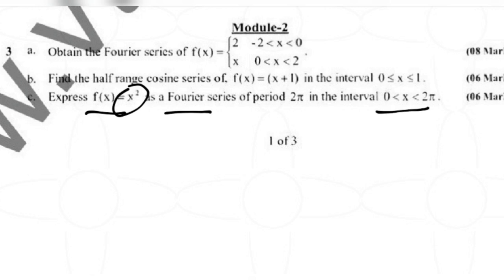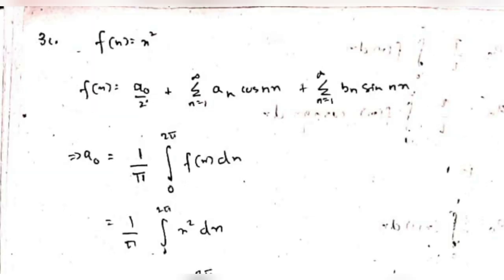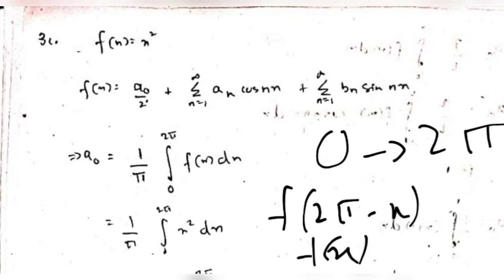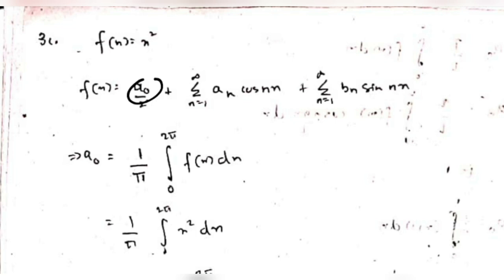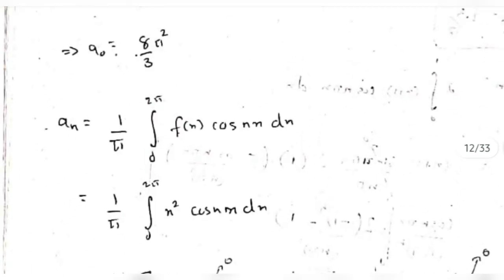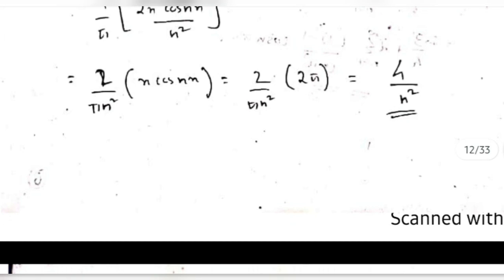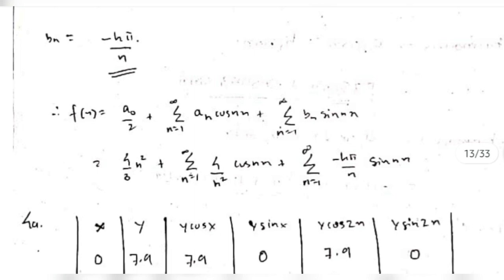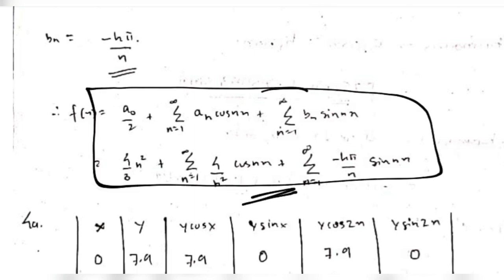Similarly we have the next question, and you have to find the Fourier series of this function in the period 0 to 2 pi. See, when the limit is given as 0 to 2 pi, how can you check if it's an even or odd function? You have to check f of 2 pi minus x and f of x. Now f of x is x square, f of 2 pi minus x is (2 pi minus x) whole square, so it's neither even nor odd. So we have to find a naught, a n and b n. We'll use the same formula and find a naught, then similarly a n and b n. After doing that we'll substitute back in the standard formula, and this is the final answer.